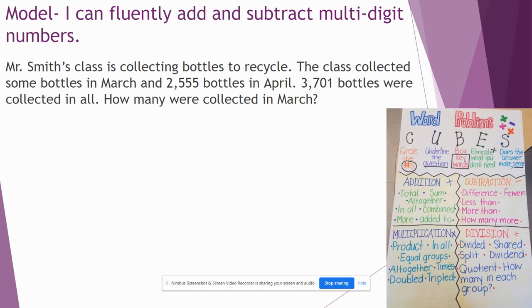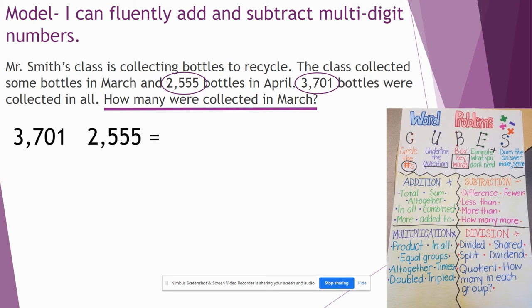Again, going back to CUBES, I need to circle the numbers. I see two numbers here: 2,555 and 3,701. How many bottles were collected in March? That's my question, and that's what I'm underlining. So I have my two numbers that I circled. I'm figuring out that it is subtraction.